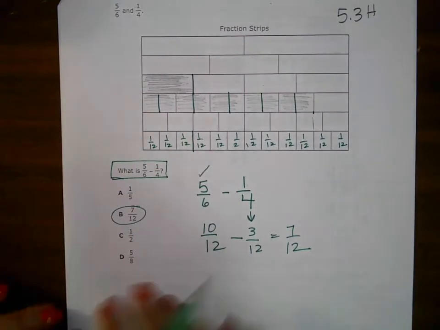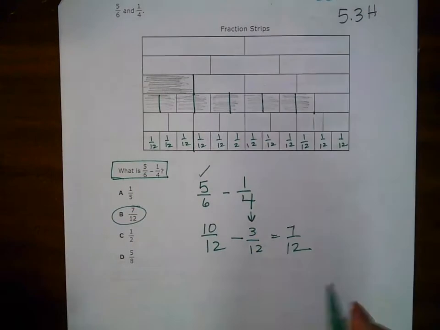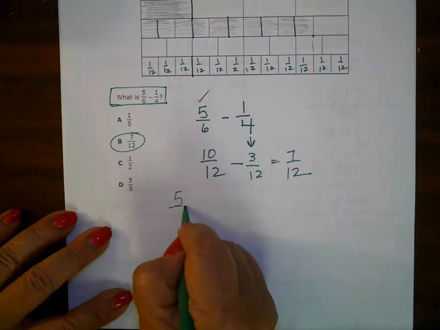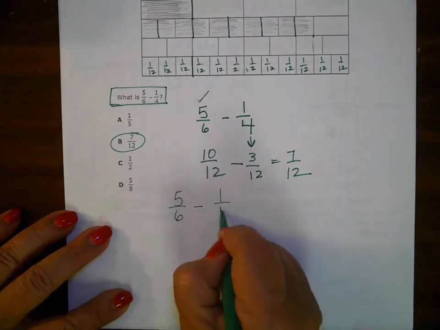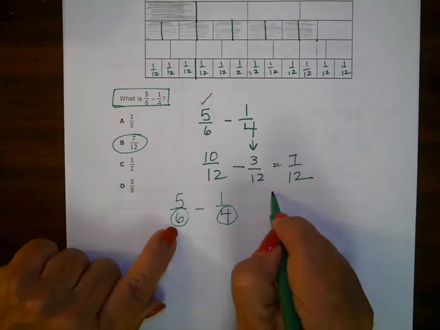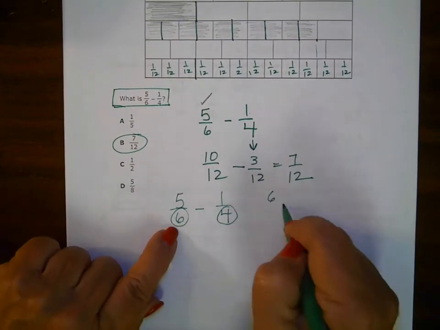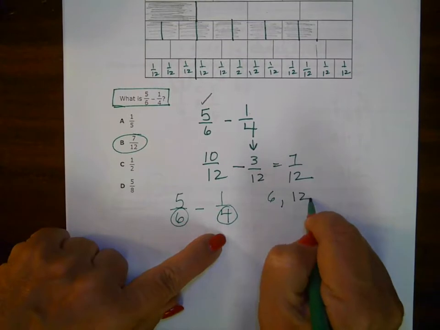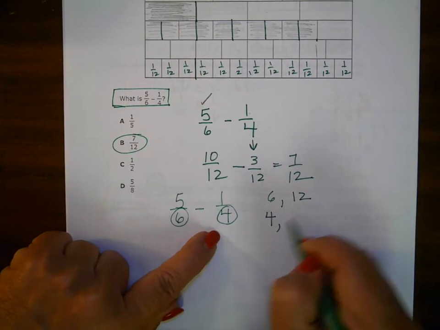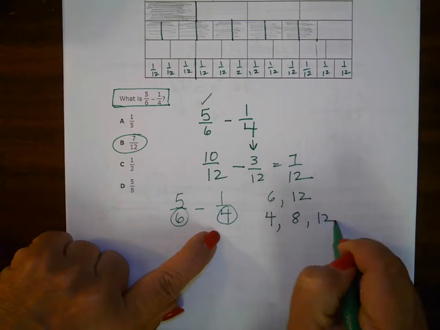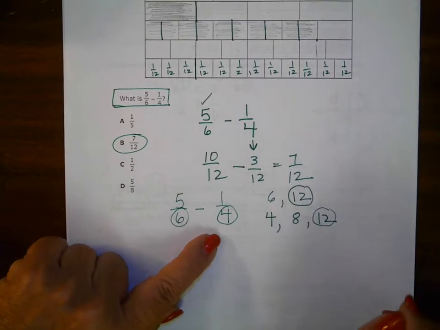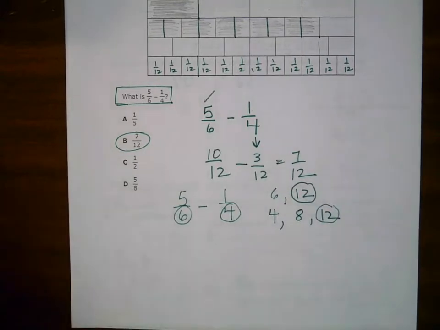If you had a tough time using the fraction strips, remember that you're going to skip count to find your common denominator. So I'm going to show you this way. 5/6 minus 1/4. I'm going to circle my denominators. I'm going to skip count by 6 because remember I have to match them up. 6, 12. I'm going to stop there. Now I'm going to skip count by 4s. 4, 8, 12. Did I find a match? Yes, I did. The match is 12.